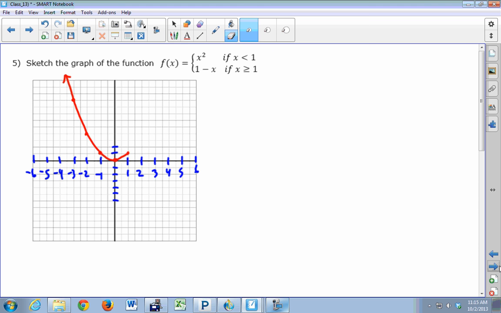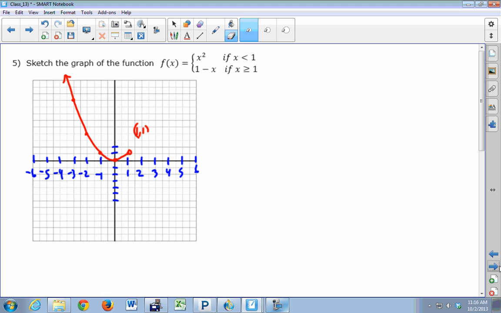Okay. Now here's my question. That point right there at 1, the coordinates are (1, 1). Do I put a solid dot in there? Why not, Shane? x has to be less than 1. So I at least draw my parabola up to that point, and then I just put an open circle at (1, 1). If x is 0.9, I'm going to be defined. If x is 0.99, I'm going to be defined. But if x is 1, I'm not defined, using x squared as my equation.